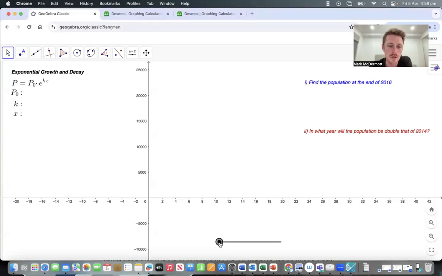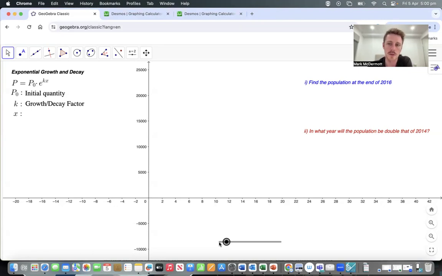Okay, that P naught there is your initial quantity. And sometimes when we talk about exponential growth, we're talking about populations of things, so I've just chosen P as my letter. So P naught would be whatever your initial population starts out at. We're talking about growth. K is our growth slash decay factor.